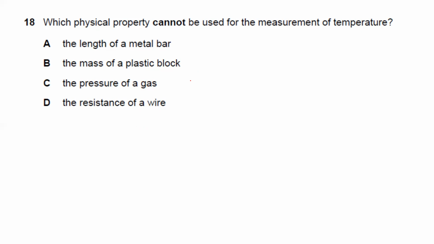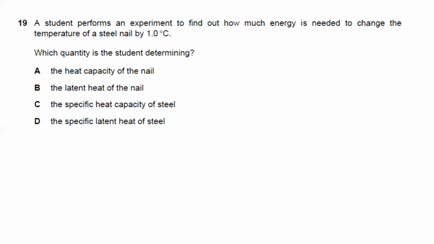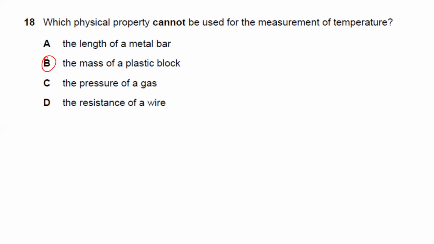Pressure of a gas: yes, we know that PV equals nRT, so that is a way in which we can measure temperature, through the relationship between pressure of the gas and the temperature. Resistance of the wire: yes, R equals rho times length per unit area, and rho, the resistivity, is a function of temperature. So yes, we can measure the temperature with a wire. Eventually we can say that the mass of the plastic block cannot be used to measure the temperature of any body.